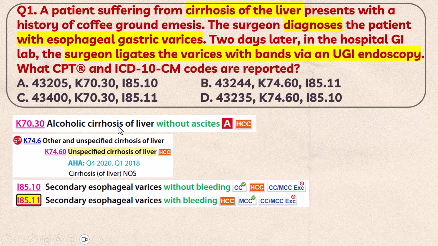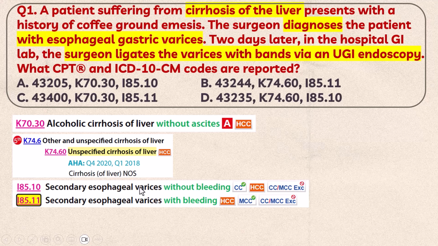K70.030 is alcoholic cirrhosis of liver without ascites. But K70.60 is unspecified cirrhosis of liver. Because for this cirrhosis, the cause is not specified, you can't take it as alcoholic cirrhosis, just cirrhosis is given. So you have to take this unspecified cirrhosis, K70.60.